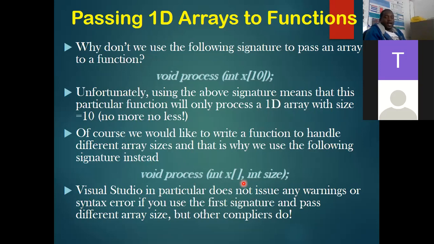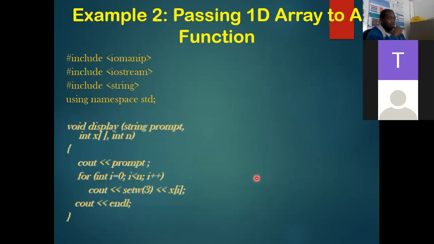So if you need an array of different sizes, you would rather leave it blank like this. Then you can manipulate that as the size varies, and this becomes simpler. So that is an example program where you are passing parameters, prompt, and the array X and an integer N to the function display. So cout prompt for int i = 0, i less than n and the like. You give the value of x[i].